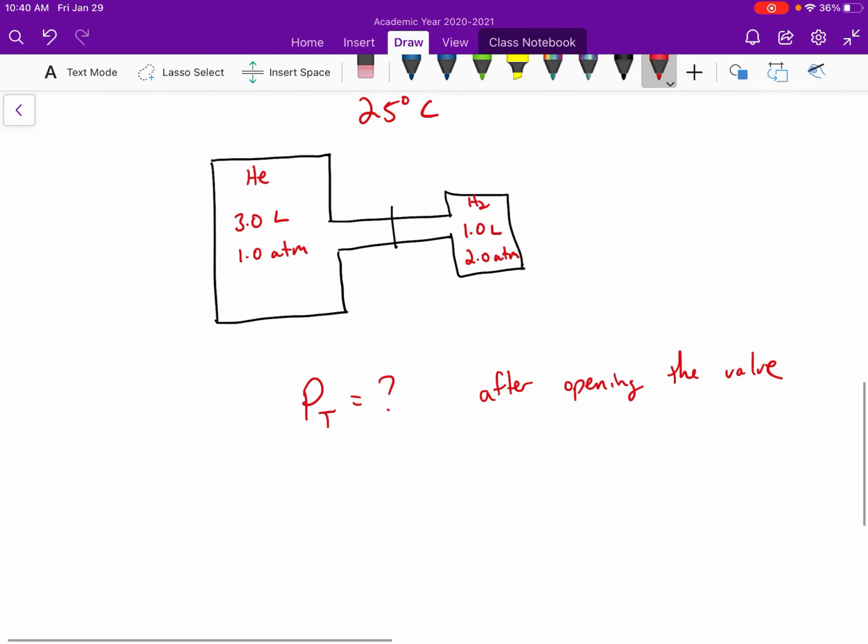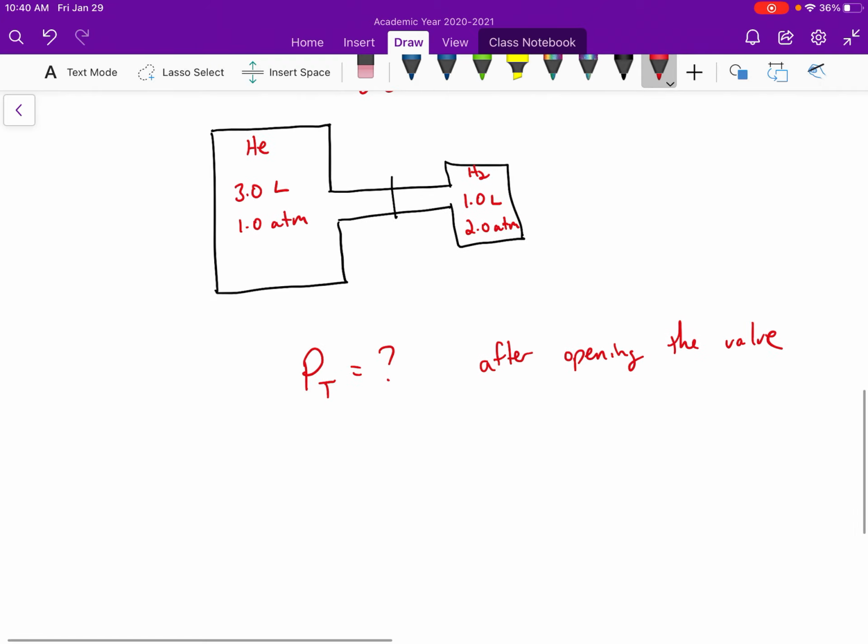Okay, so we're going to see how you did. The correct answer is 1.25, or I guess 1.3 if we're going to round to sig figs, atmospheres. But let's see how we get it. So why can't we just add 1 and 2 together? Well, because the actual volume of the container is changing, which means the pressure is also changing.